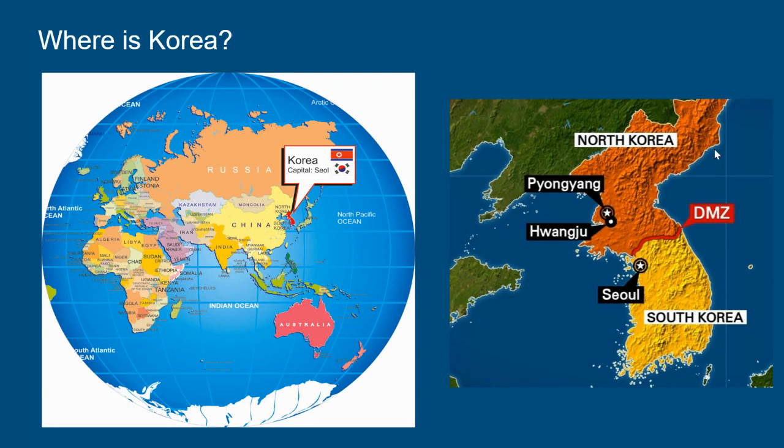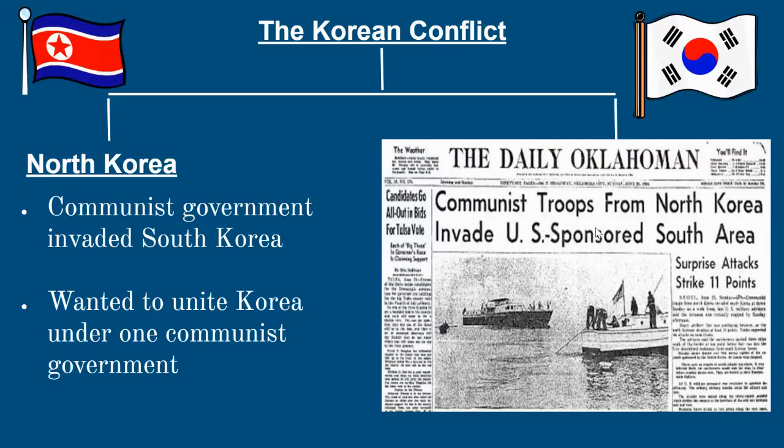During this time, the northern part of Korea wanted to have a communist government, whereas South Korea did not. South Korea wanted to have a democracy so people could have freedom. This is going to create a conflict because we can't have two different types of government if we're going to have this one country of Korea. The communist government in North Korea decided to invade South Korea. So they attacked South Korea because they wanted to unite Korea together to have just one communist country and one communist government. Of course, South Korea is then going to have to fight back because South Korea does not want to have a communist government. South Korea wants to have a democracy.